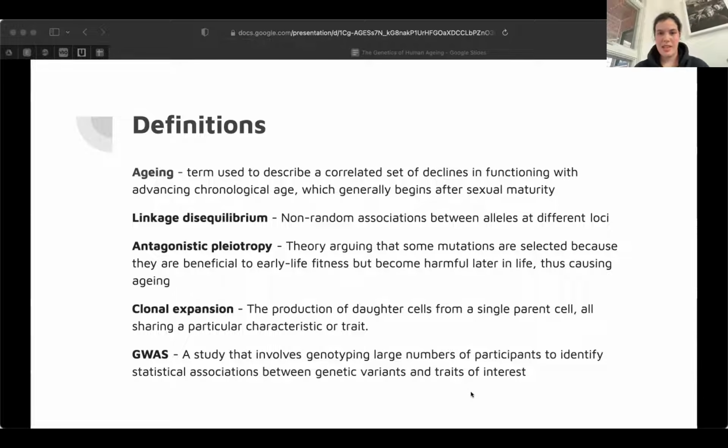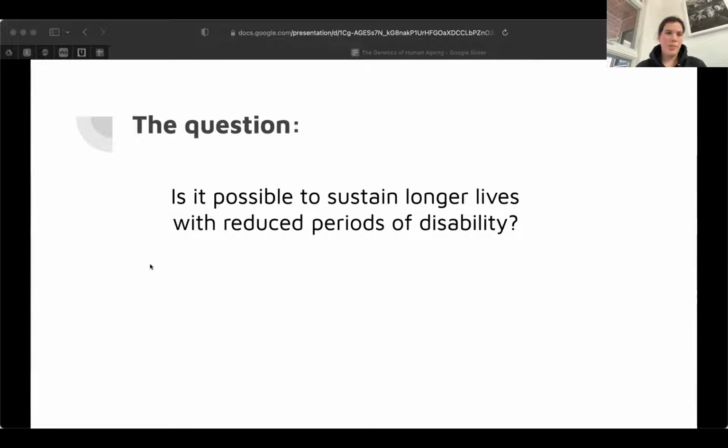But just keep in mind that the GWAS, although it's good because you look at a wide range, oftentimes the first obstacle of even picking the genetic variant that you want to look at can be quite difficult. And so the question that the paper looked to answer is: is it possible to sustain longer lives with reduced periods of disability?